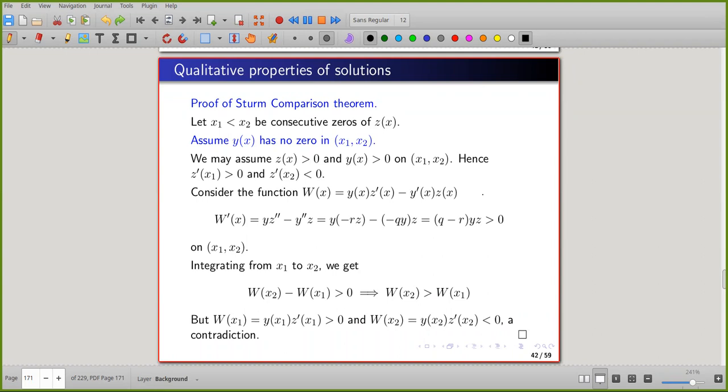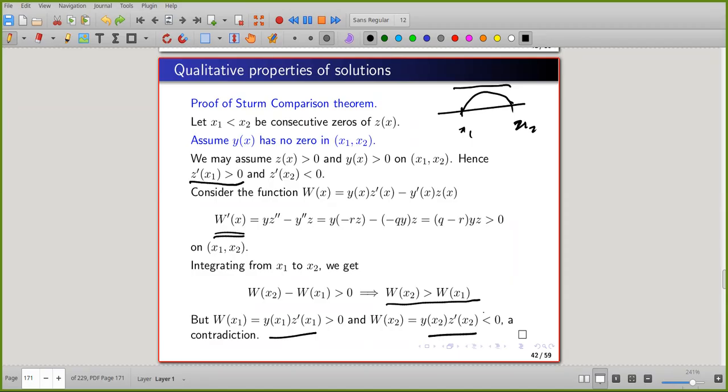So we have concluded that the derivative is positive, which just means that it's an increasing function. This is the conclusion: w of x2 is strictly greater than w of x1, right? But w of x1 is equal to y of x1 times z prime of x1. So z prime of x1 is positive, and y of x1, we are assuming that y does not vanish anywhere between x1 and x2. So this quantity is positive and this quantity is negative.